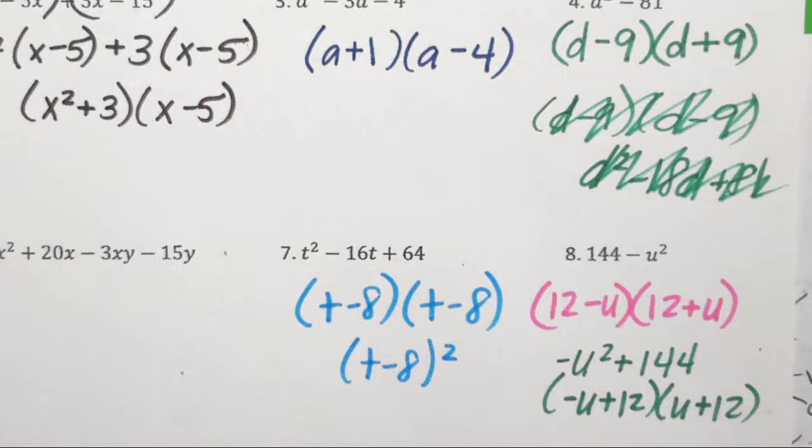Negative 8, negative 8, add to negative 16. Negative 8 times negative 8 is positive 64. Perfect.